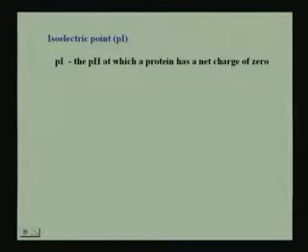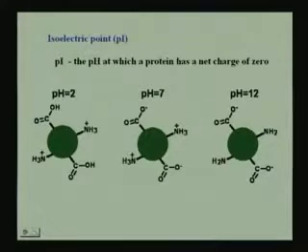Now, what do we mean by the pH at which a protein has a net charge of 0? The protein is going to have a large number of amino acid residues. Some of them may be acidic, some of them may be basic. So, each of them is going to lose its protons at different times. Okay? So, to the next point, you have a certain turn associated with it, right?